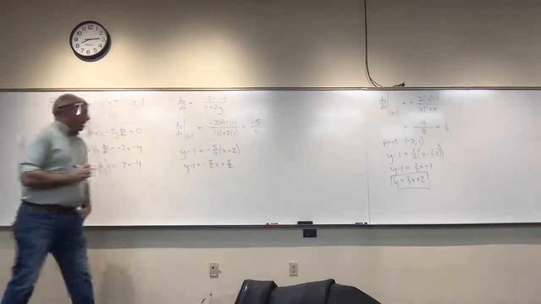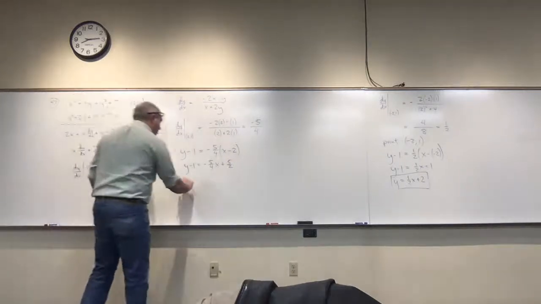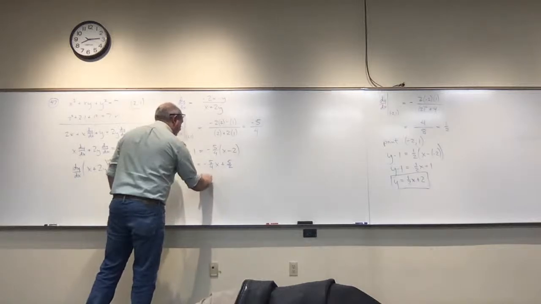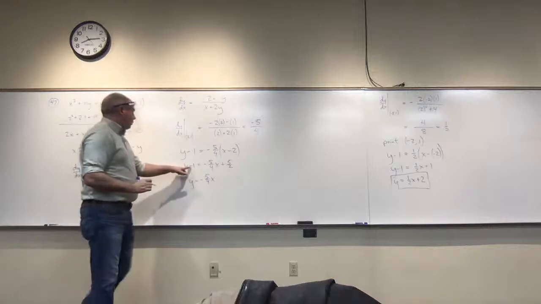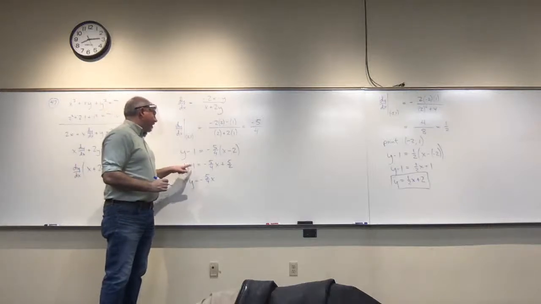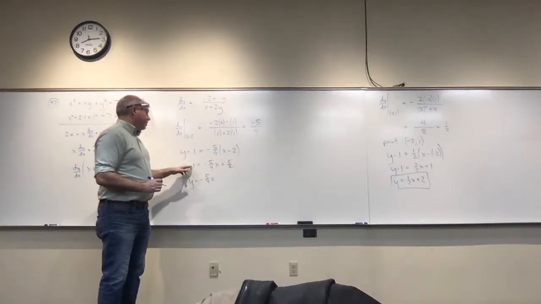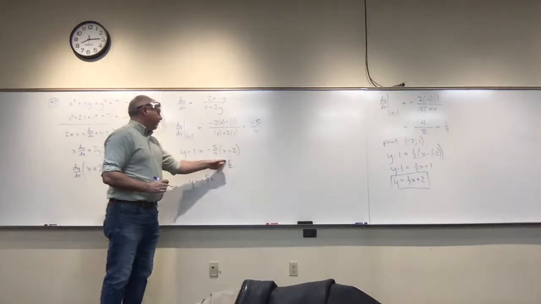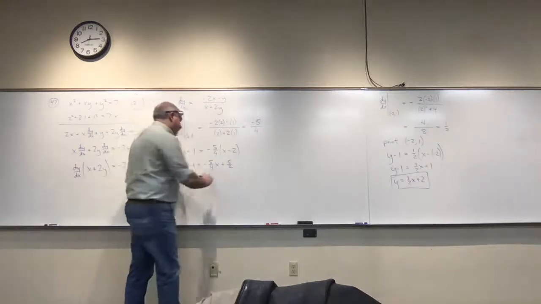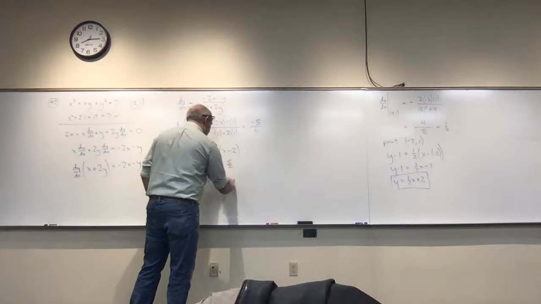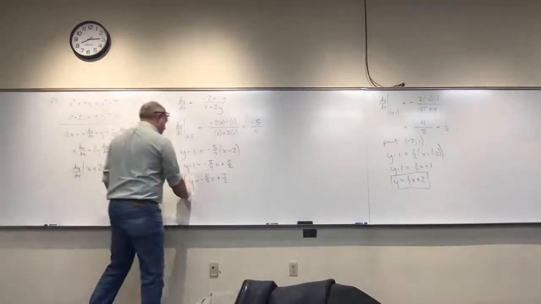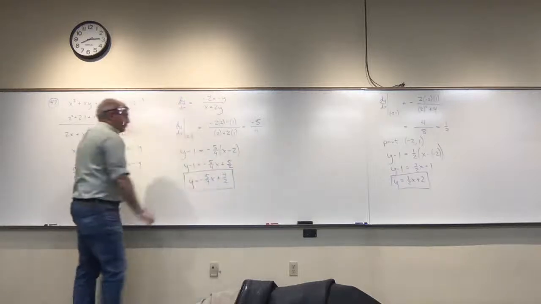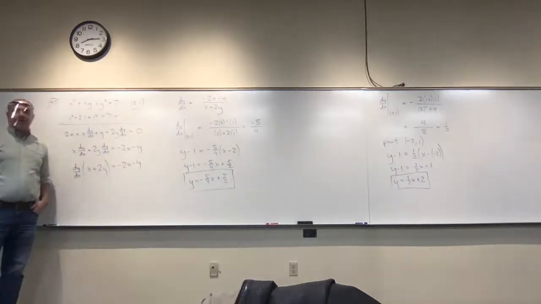And now I could just add 1 to both sides of the equation. I get y equals negative 5/4 x. And then 1 is the same as 2 halves. So 5 halves plus an additional 2 halves would be 7 halves. And that would be the equation of the tangent line.